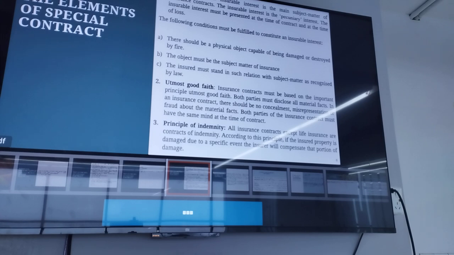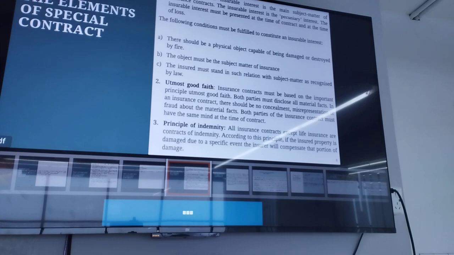Second one, utmost good faith. Insurance contract must be based on the important principle of utmost good faith. Both parties must disclose all material facts. In an insurance contract, there should be no concealment, misrepresentation, or fraud about the material fact. Both parties of the insurance contract must have the same mind at the time of the contract.